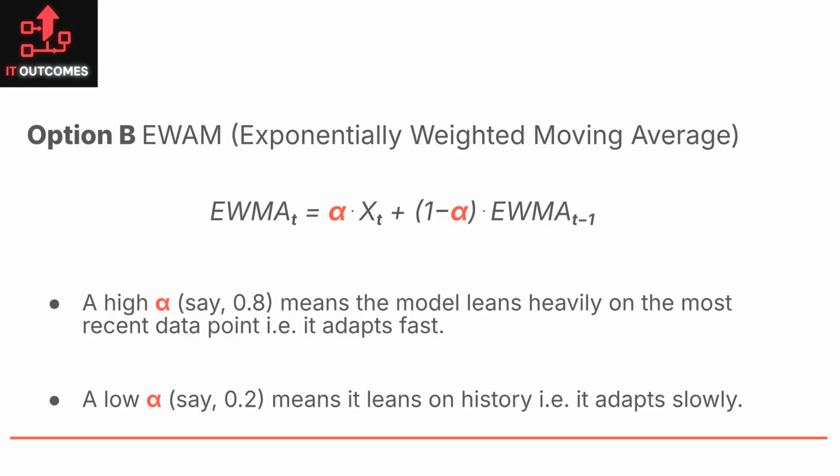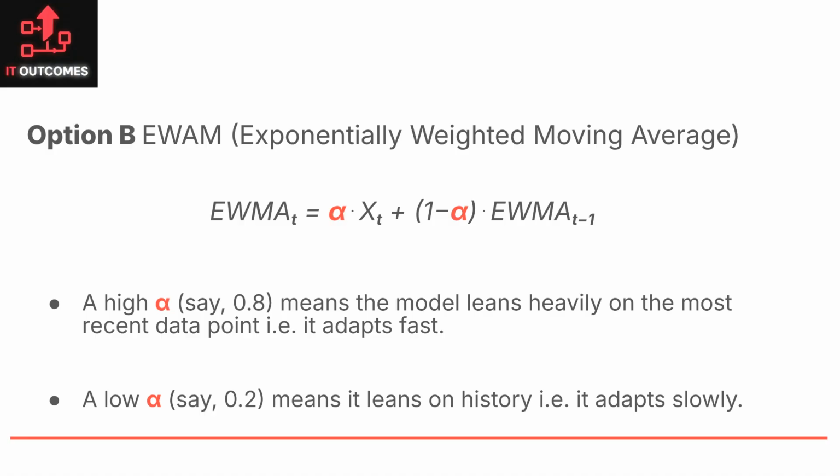You're giving a weight to the current data observation, which is represented by x sub t, and you're giving another weight to the moving average you calculated at the previous time, right? So the moving average at time t, at the current time, depends on the moving average at the previous time, right? And everything really depends on the value of alpha that we choose.